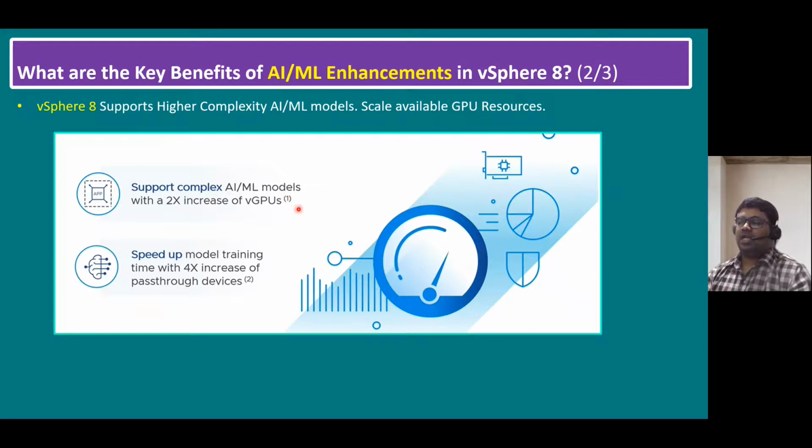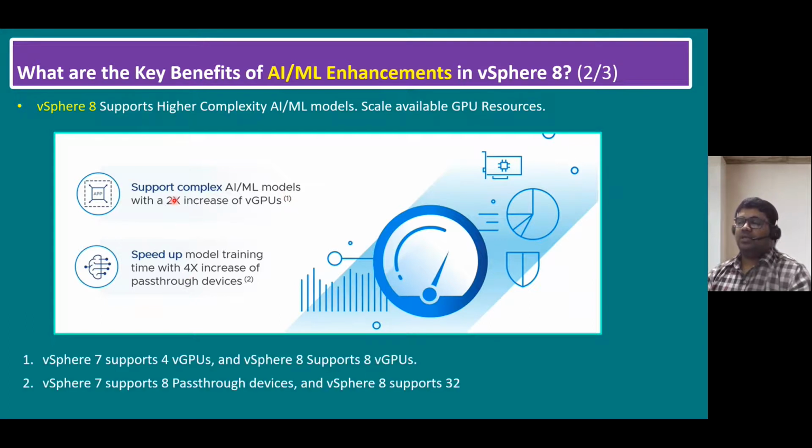Why is it a 2 times increase? The reason is vSphere 7 supports 4 vGPUs and vSphere 8 supports 8 vGPUs. We discussed this point in our previous session on scalability. I repeated it again just for easy understanding. So a 2 times increase means previously 4 vGPUs, now it is doubled.